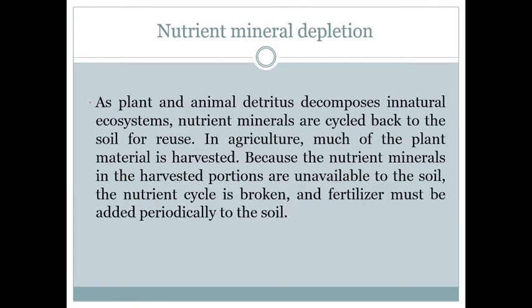Now, there is also a tendency for nutrient depletion in the soil. As plant and animal detritus decomposes in natural ecosystems, nutrient minerals are cycled back to the soil for reuse. In agriculture, much of the plant material is harvested, so the nutrient minerals in the harvested portions are unavailable to the soil. So the nutrient cycle is broken and fertilizer must be added periodically to the soil.